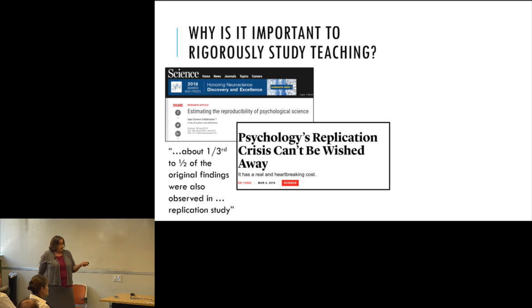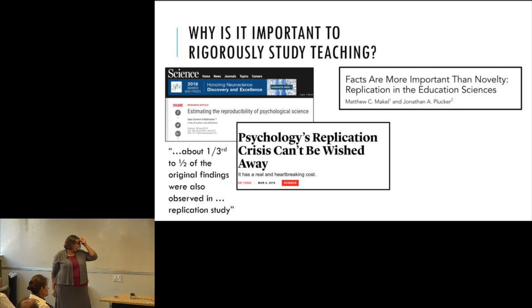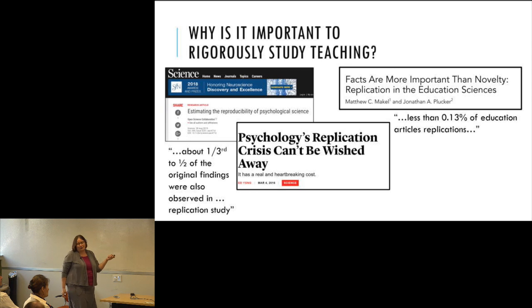And so right now, what we're seeing in education, which is also true, again, of most disciplines, is novelty is valued over replication, right? So you're going to get a study that's new published much more readily. And so actually less than 1% of educational articles even attempt to be replications. But if we want to make generalizable claims, we probably need to be replicating our studies.